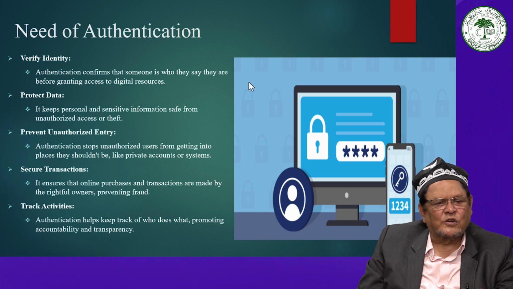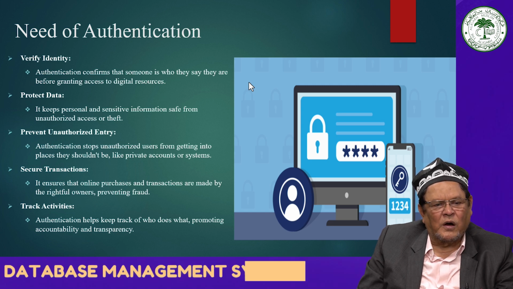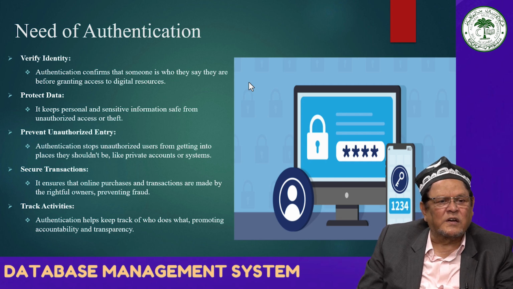Secure transaction means it ensures that online purchases and transactions are made by the rightful owner, preventing fraud. Prevent unauthorized entry means authentication stops unauthorized users from getting into places they should not be, like a private account or system. Protect data: we can protect the data. It helps keep personal or sensitive information safe from unauthorized access.